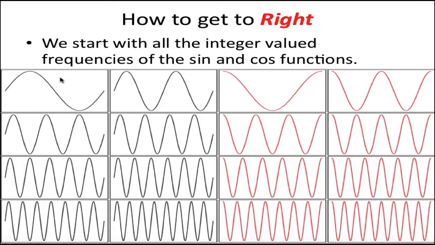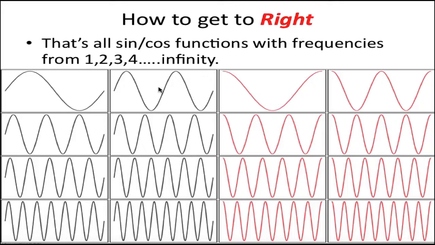Well, our raw material is actually integer valued frequencies of the sine and cosine function. So this here is the sine function when the frequency is 1, sine function when frequency is 2, all the way down to sine function when the frequency is 8. Here's cosine function, frequency of 1, and here's cosine function frequency of 8.